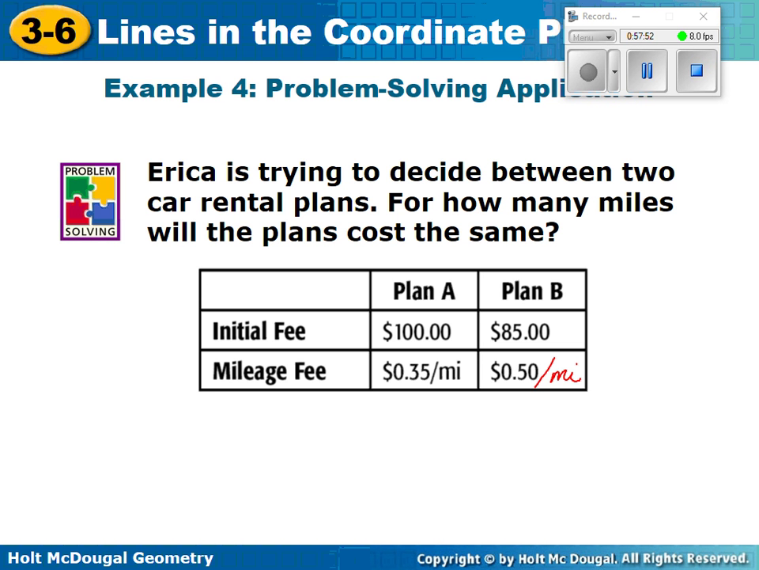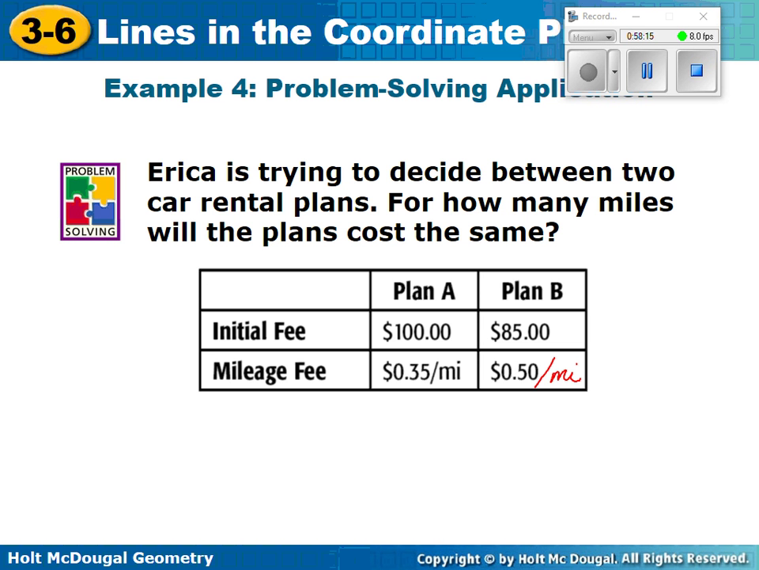Let's read this together and see if we can show our work and solve this. Erica's trying to decide between two car rental plans. For how many miles will the plans cost the same? This whole lesson has been about writing equations of lines. So more than likely, we're going to need to write equations of a line, okay? So look at our information here.